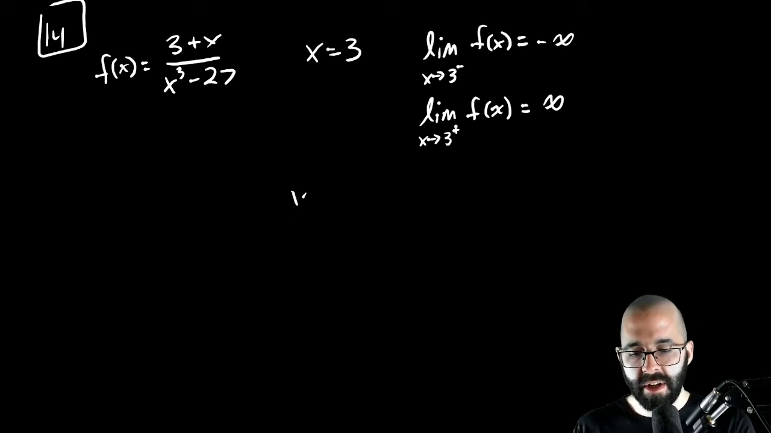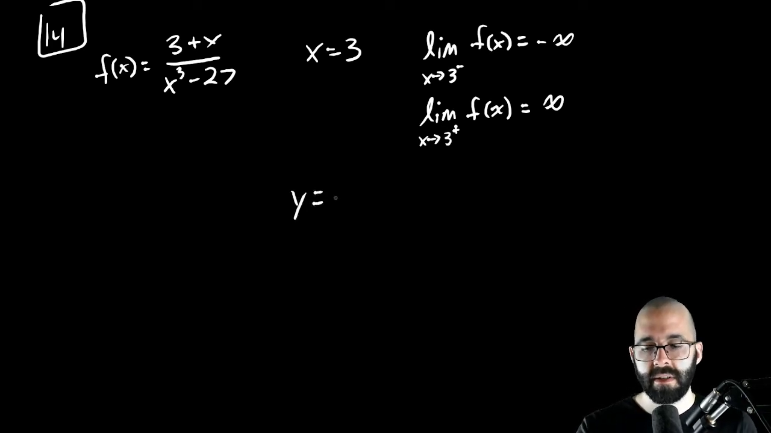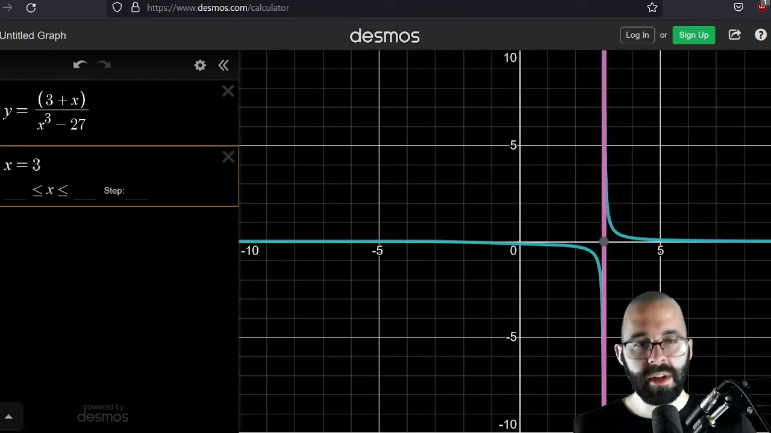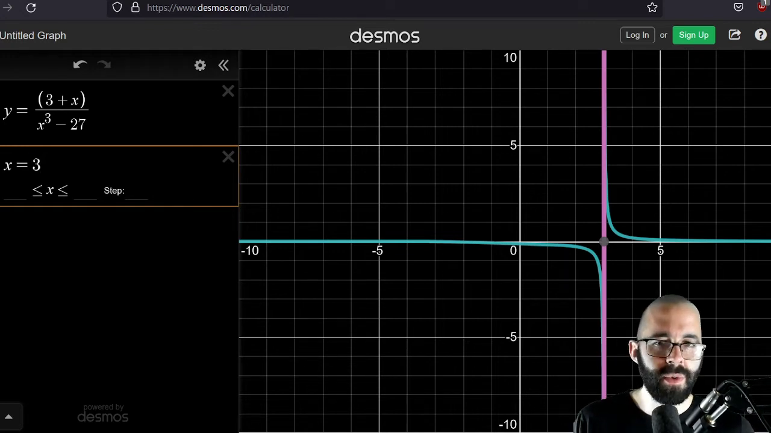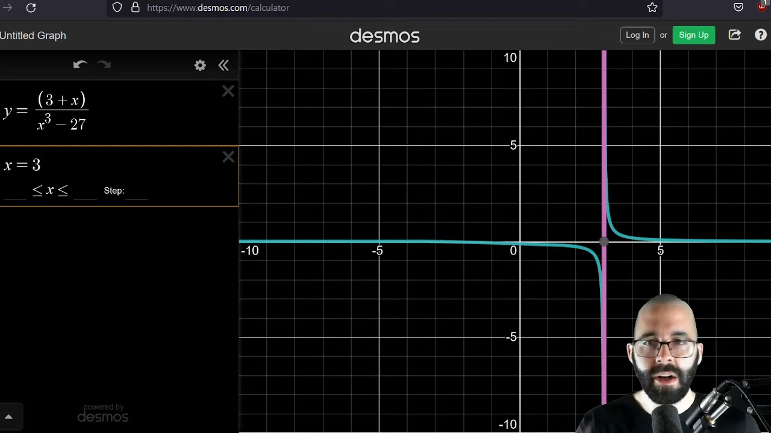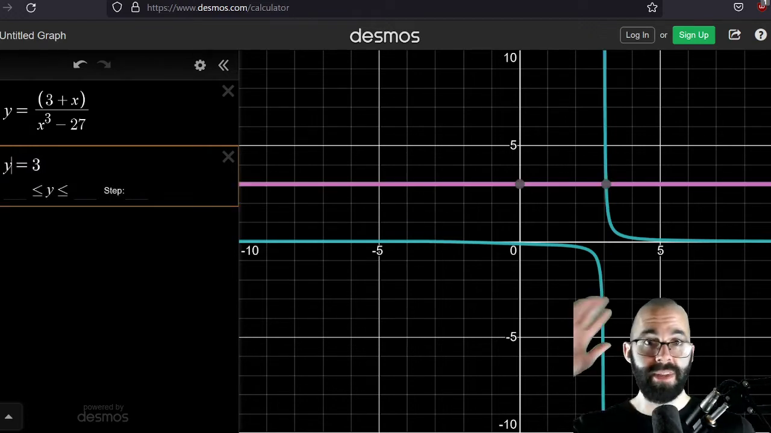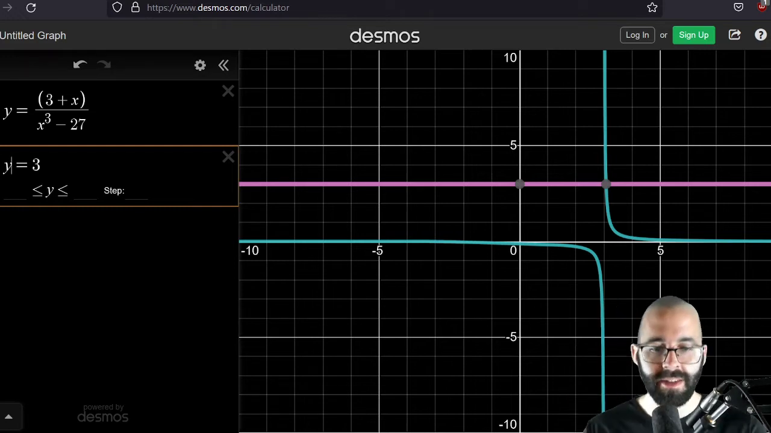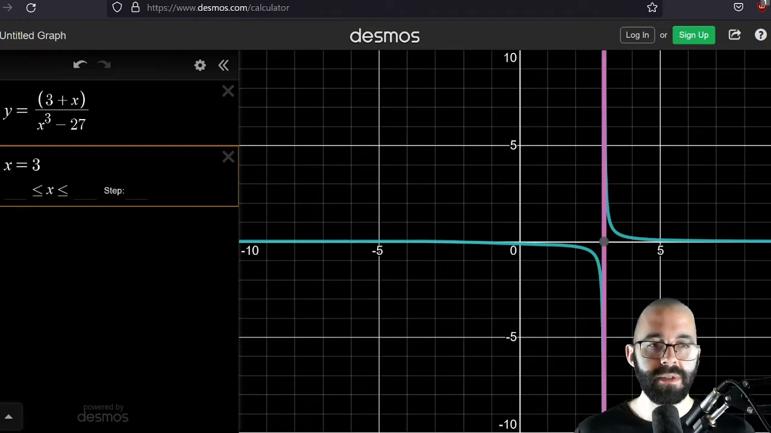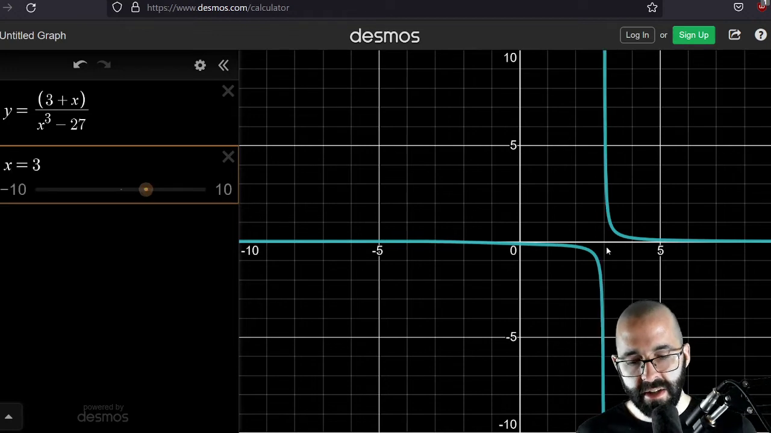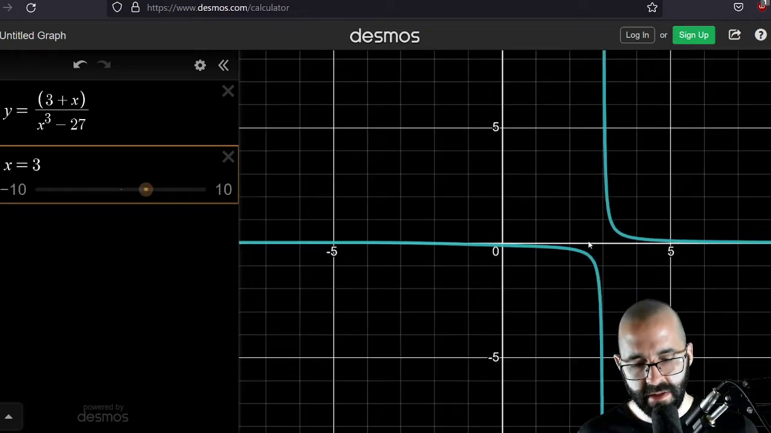And then there's also a horizontal asymptote here. We could graph that vertical asymptote, x equals 3. That's what it looks like. If you're ever confused whether it's x equals or y equals, you can always graph it, right? If I said maybe it's y equals, oh, nope, that's not an asymptote. It's x equals. Okay. For a horizontal asymptote, it looks like it's at 0.